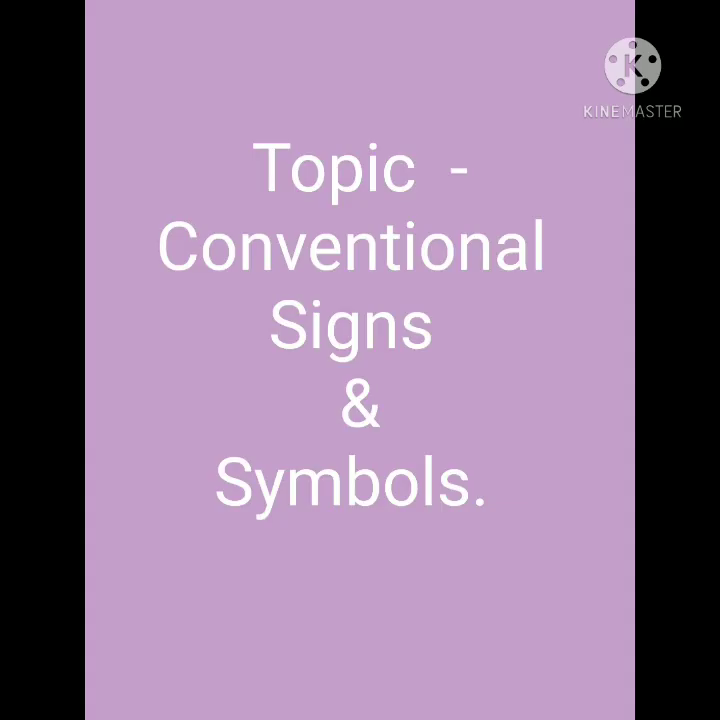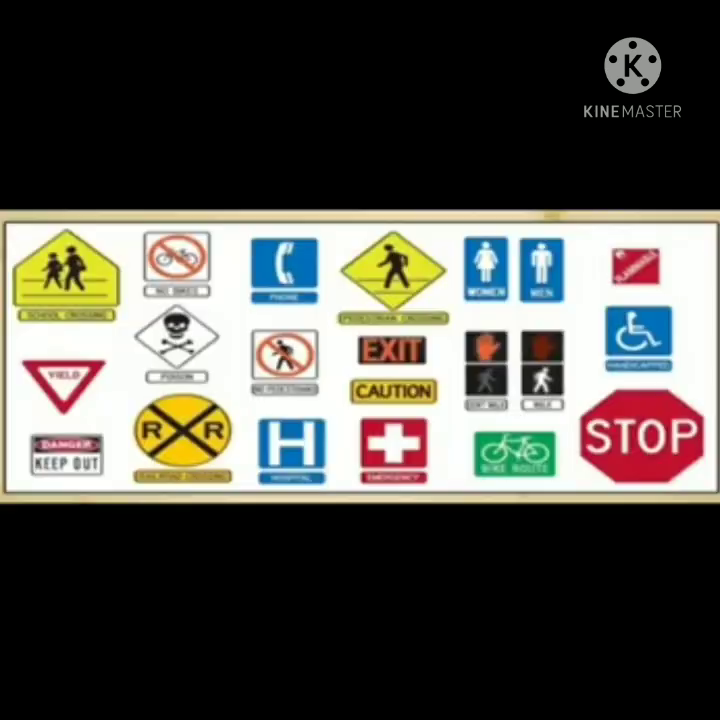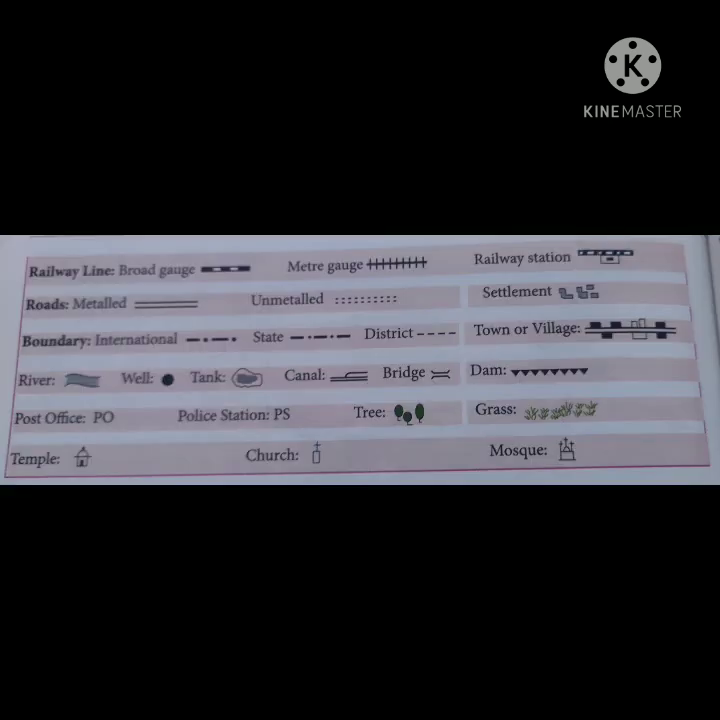Now we will talk about conventional signs and symbols. What are conventional signs and symbols? Whenever tourists visit places, they actually take help of maps. Maps use a variety of signs and symbols which any traveler from any part of the world can understand. These are called conventional signs and symbols. Students, this chart you have to draw in your copies. Okay, this is a picture of conventional signs and symbols which has been drawn in your book. So you have to draw these conventional signs and symbols in your notebooks.